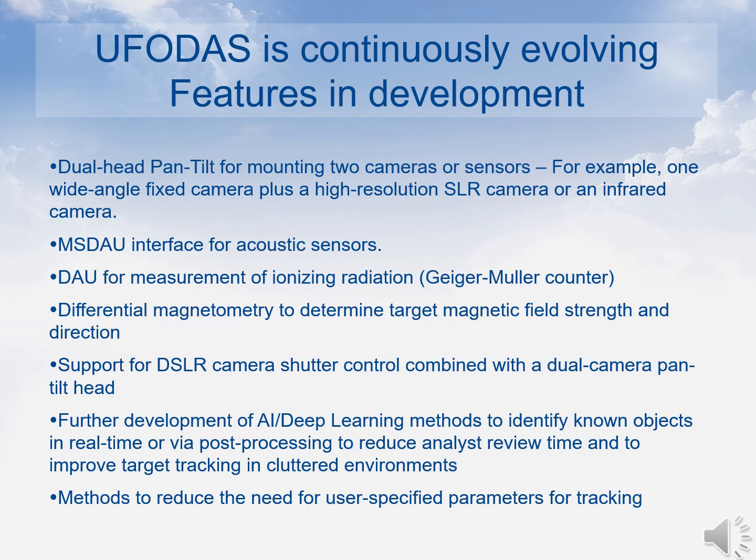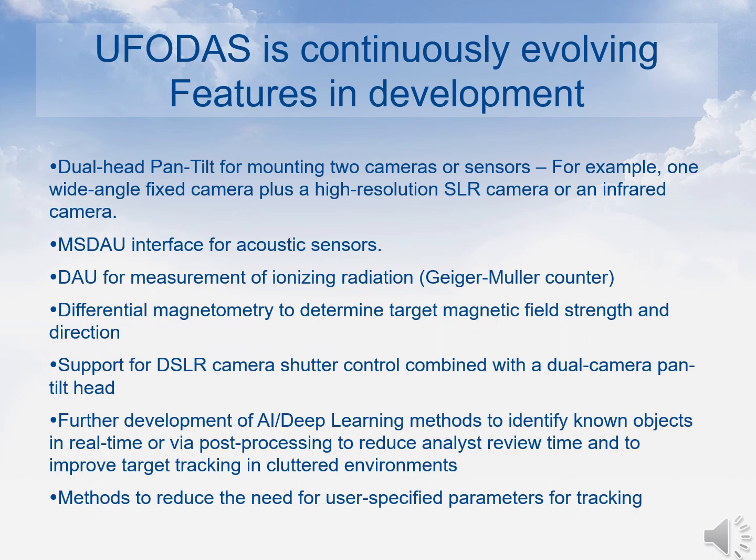A new development that's sort of an offshoot of that is the ability to use an independent pan-tilt head with no dedicated cameras. One then mounts on one side of the pan-tilt head, for example, a wide-angle fixed camera, which is essentially the wide camera in OTDAU, and on the other side of the pan-tilt might be a high-resolution SLR or an infrared camera or even another kind of sensor. When the system detects an object of interest in the fixed camera, it then points both cameras at that object as it's tracking and proceeds to record both the wide camera and the auxiliary camera at the same time.